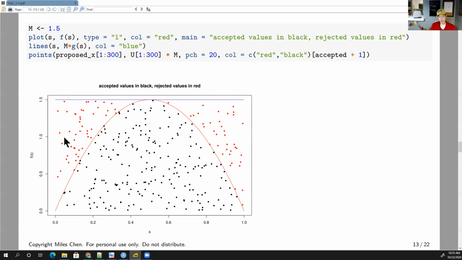and the red values represent values that were rejected. So we're basically isolating ourselves at, say, 0.2, and asking how often should we accept one of these values? We're going to accept around 2/3, and we reject around 1/3 of them.